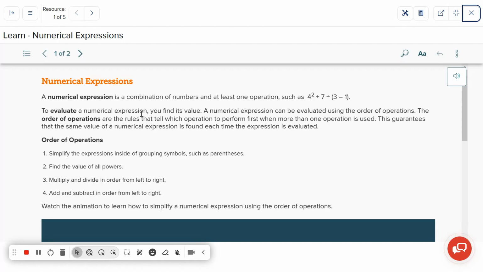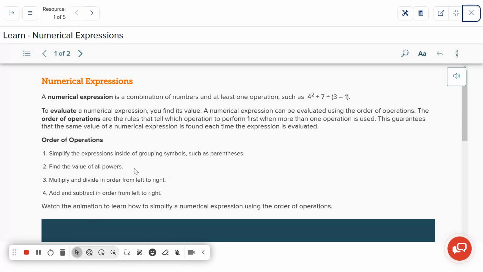To evaluate a numerical expression, you find its value. So you solve it, basically. It can be evaluated using the order of operations. The order of operations are the rules that tell which operation to perform when more than one operation is used. This guarantees that the same value of a numerical expression is found each time the expression is evaluated. So in other words, you follow the order of operations to make sure that you get the right answer, because sometimes they write these things in just random orders and it's important to solve them in the correct order.